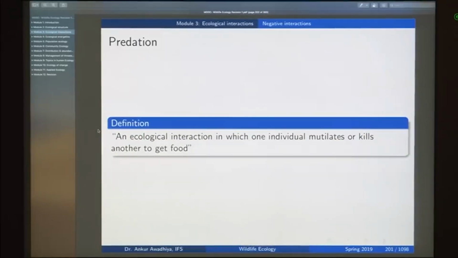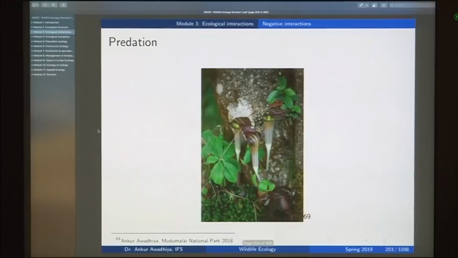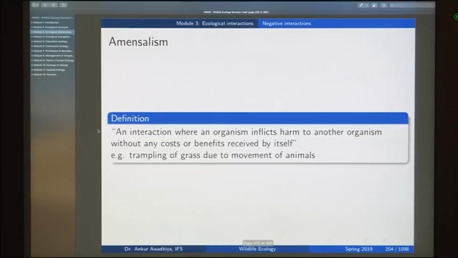Then we looked at predation, an ecological interaction where one individual mutilates or kills another to get its food. So, this is predation, the bird is predating on this particular centipede. And we also have predatory plants such as the pitcher plant.